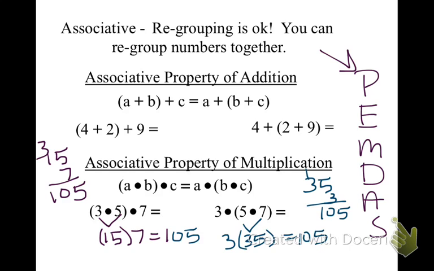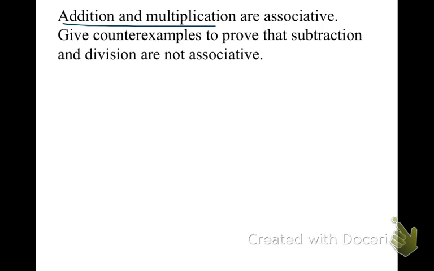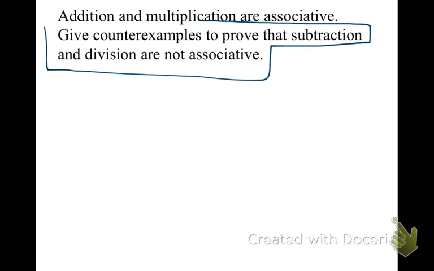So, does 105 equal 105? Yes, it does. So I've just proved the associative property of multiplication. Now, we've just proven that addition and multiplication are associative. What I want in your notes, though, is examples that prove subtraction and division are not associative. This is what we're proving. If you notice, subtraction and division are a lot trickier than addition and multiplication. Make sure this is in your notes.